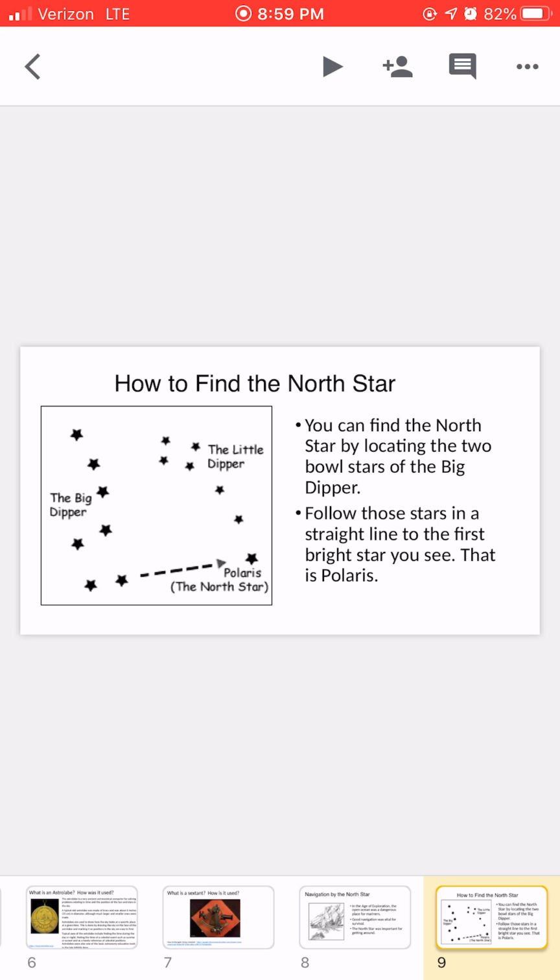How to find the North Star. You can find the North Star by locating two bowl stars of the Big Dipper, and it's kind of showing you in this picture. Follow those stars in this straight line to see the first bright star you see. That is the Polaris.